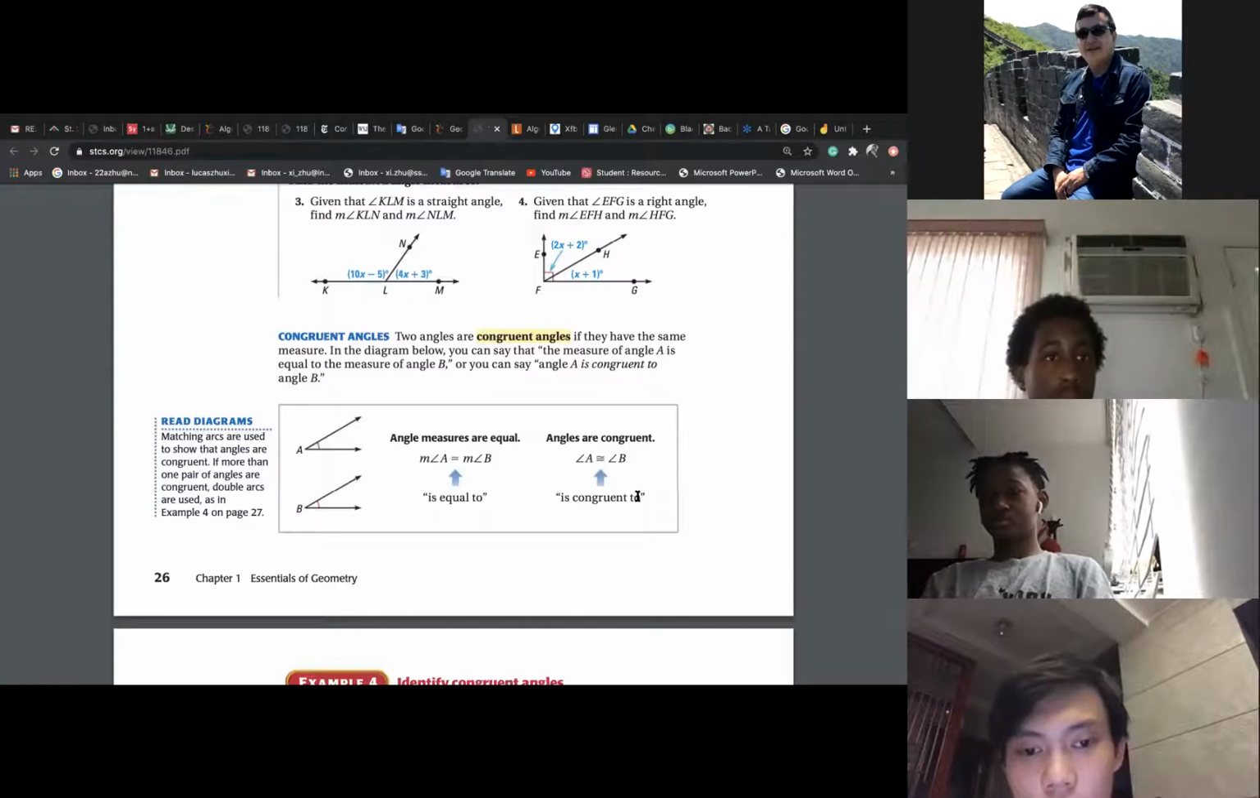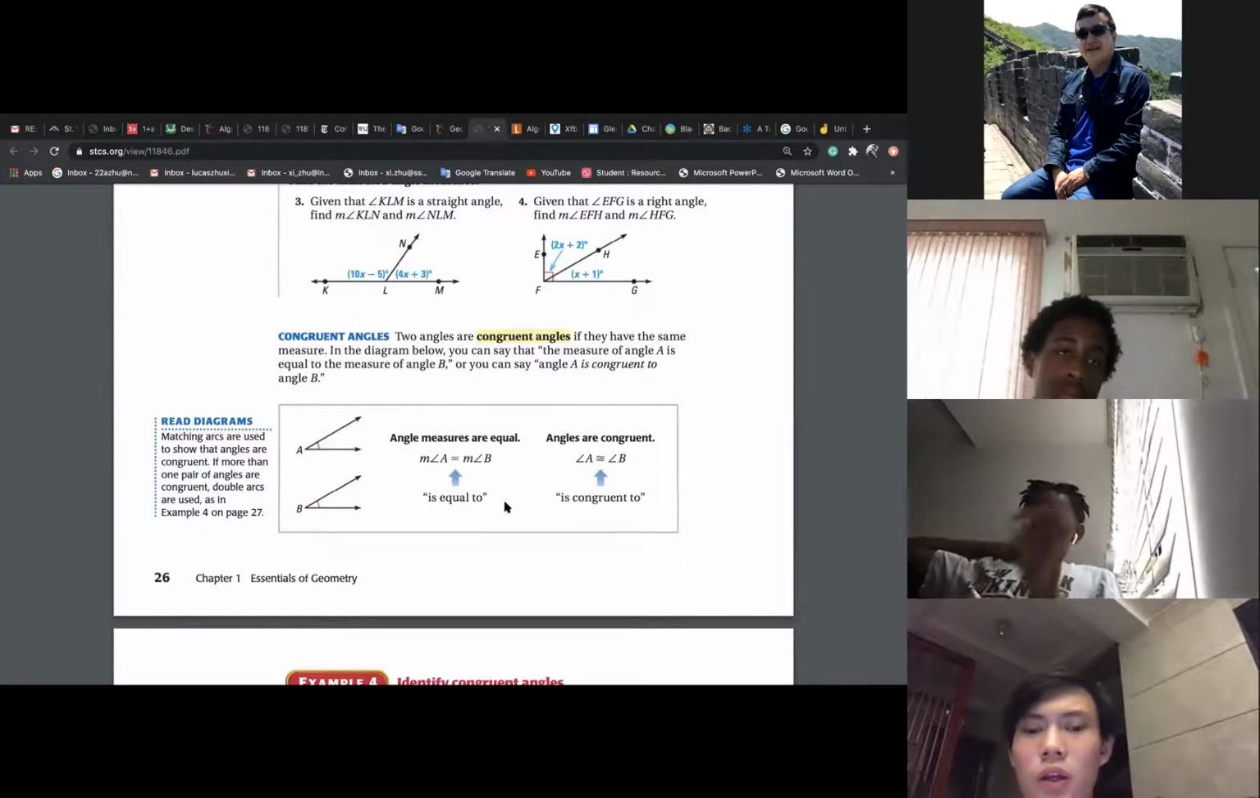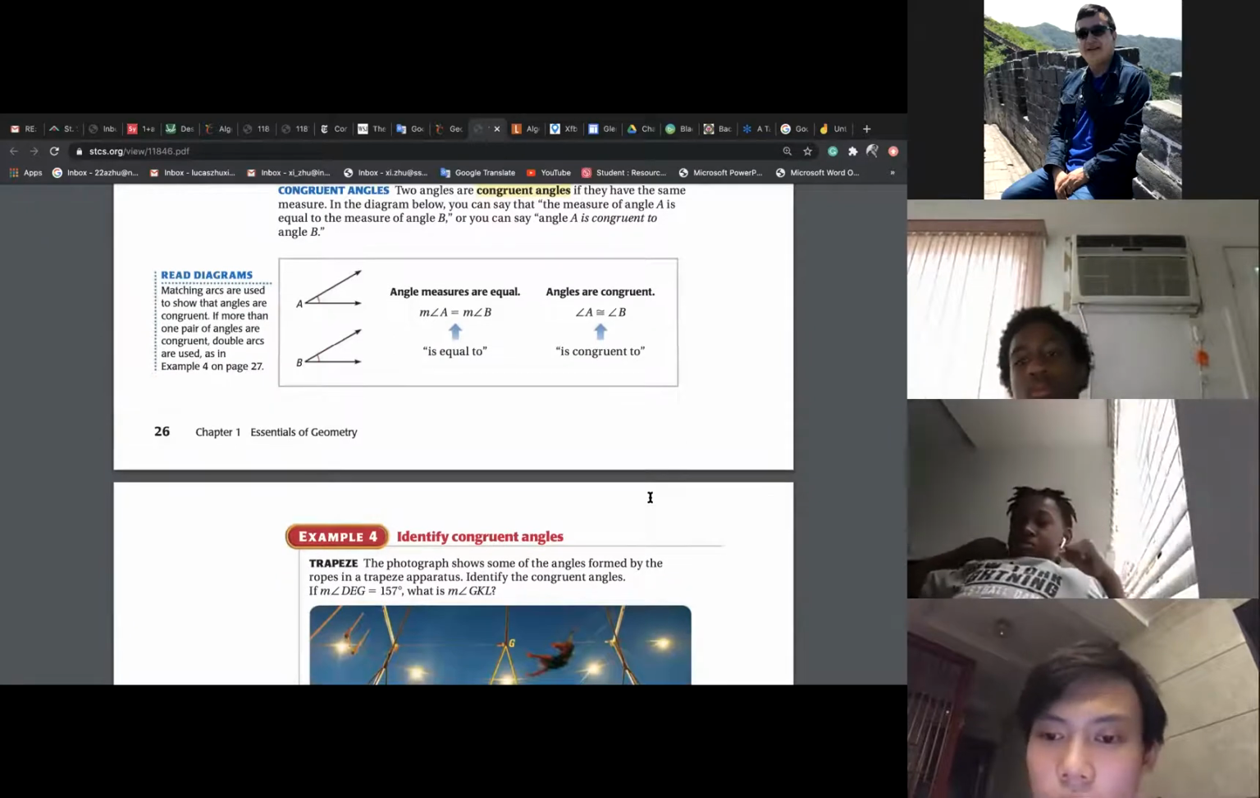If you take geometry next year, you're going to use congruent a lot. They're going to say that angle A is congruent to angle B. They're not really going to say equal. They're going to say congruent, but it's just a different name for that.